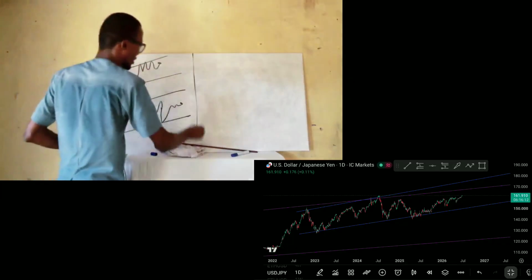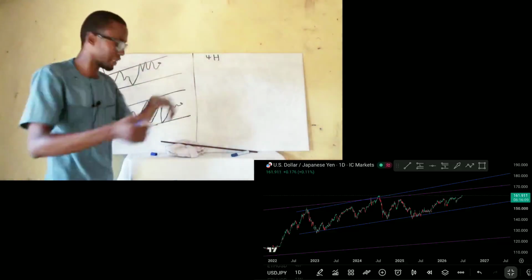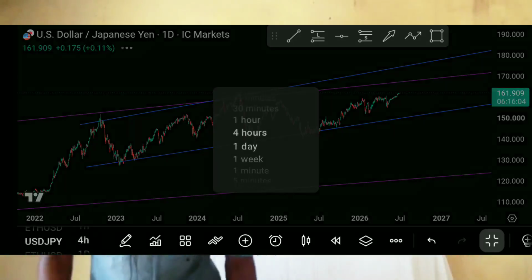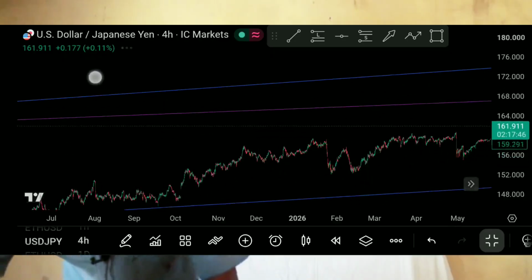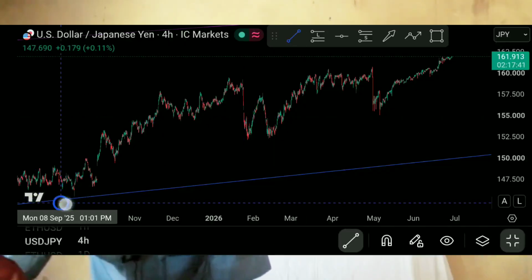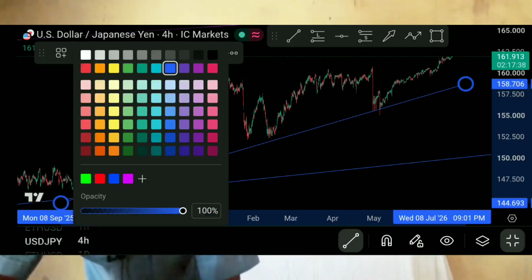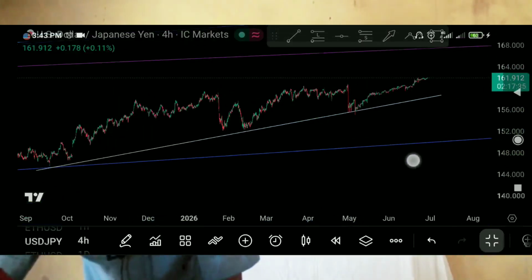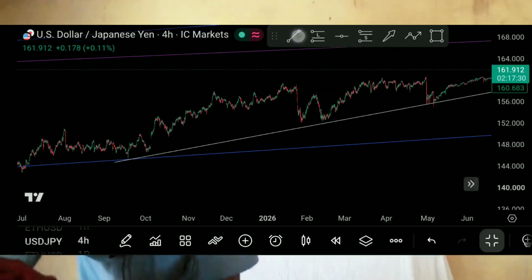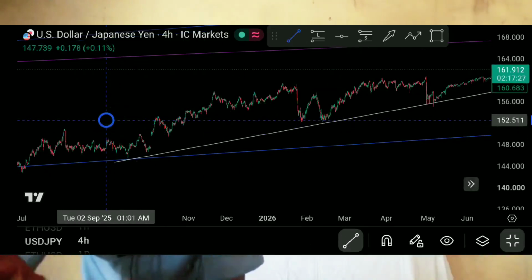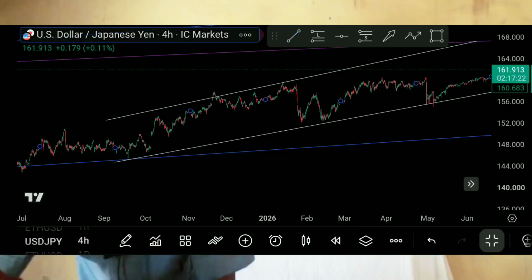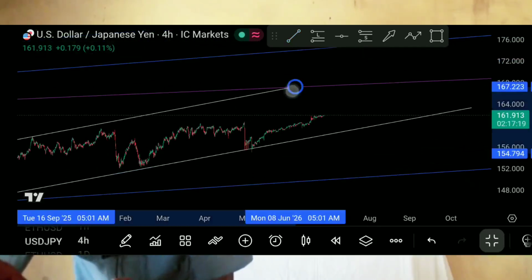Then let's come down again to the 4-hour time frame. Now this is the 4-hour time frame. Let us make it white. Look at this 4-hour time frame. It's currently doing what? Facing up also. It's currently facing up.